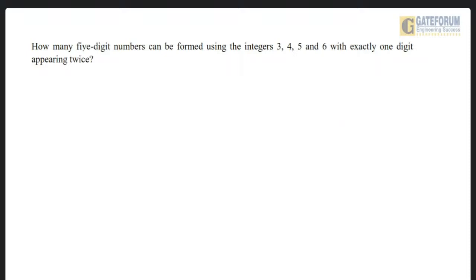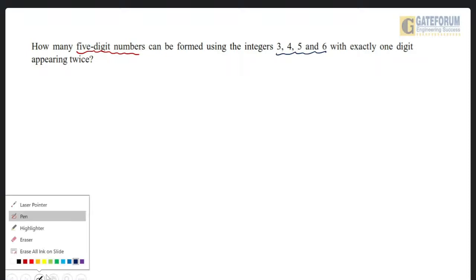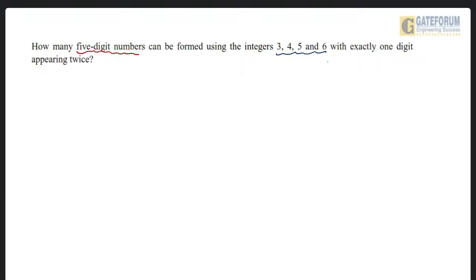So 5-digit numbers required. First of all, using the digits 3, 4, 5, 6 only with exactly one digit repeat, because 5-digit numbers means 5 numbers we require, but already 4 digits only given. That's why condition is exactly one digit appearing twice.